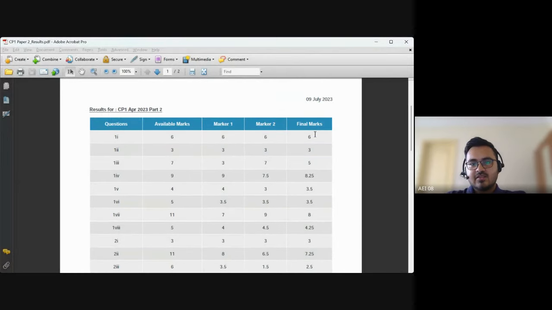6 out of 6, 3 out of 3. Again, just look at the good things that this candidate must have done with the hard work. 7 out of 7, one of the examiners has given 7. 9 out of 9, one of the examiners has given 9. And 4 out of 4, one of the examiners has given 4. So in the first 5 questions, at least one examiner has given full marks. In 2 of the questions, both of them have given full marks, right?